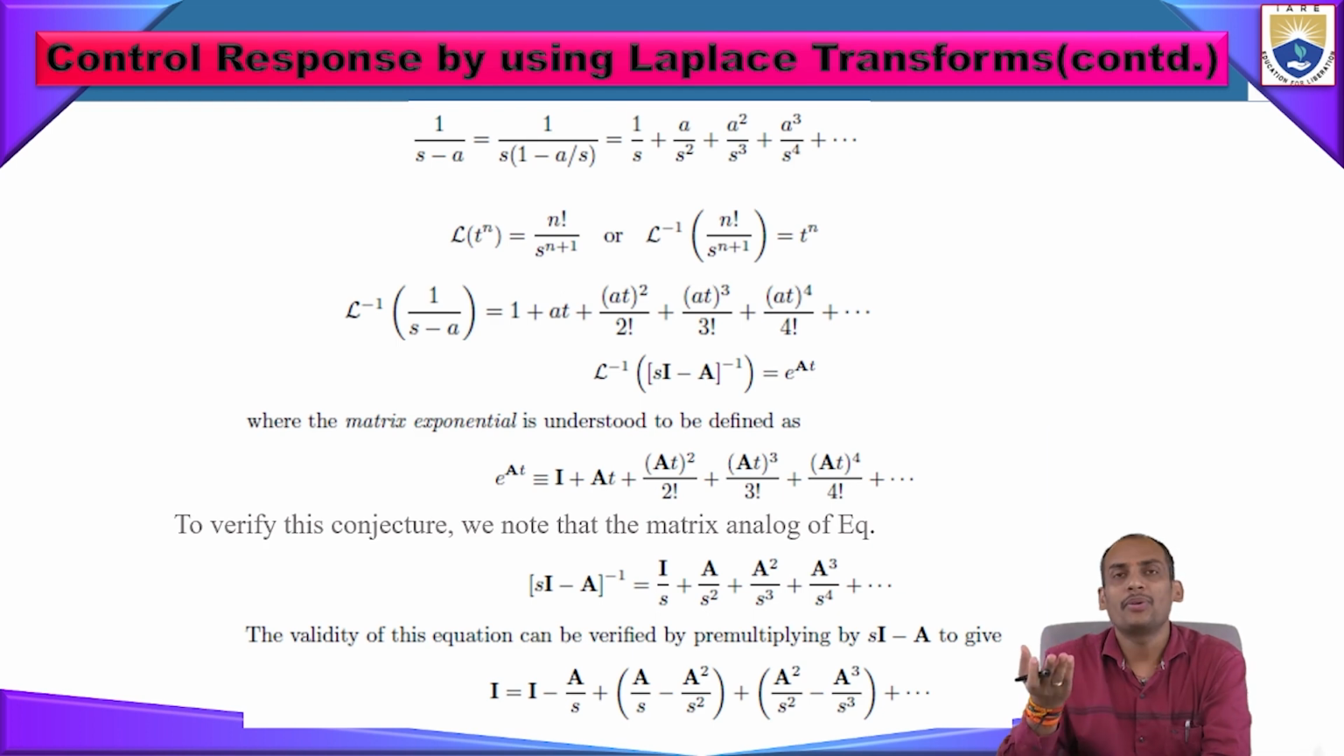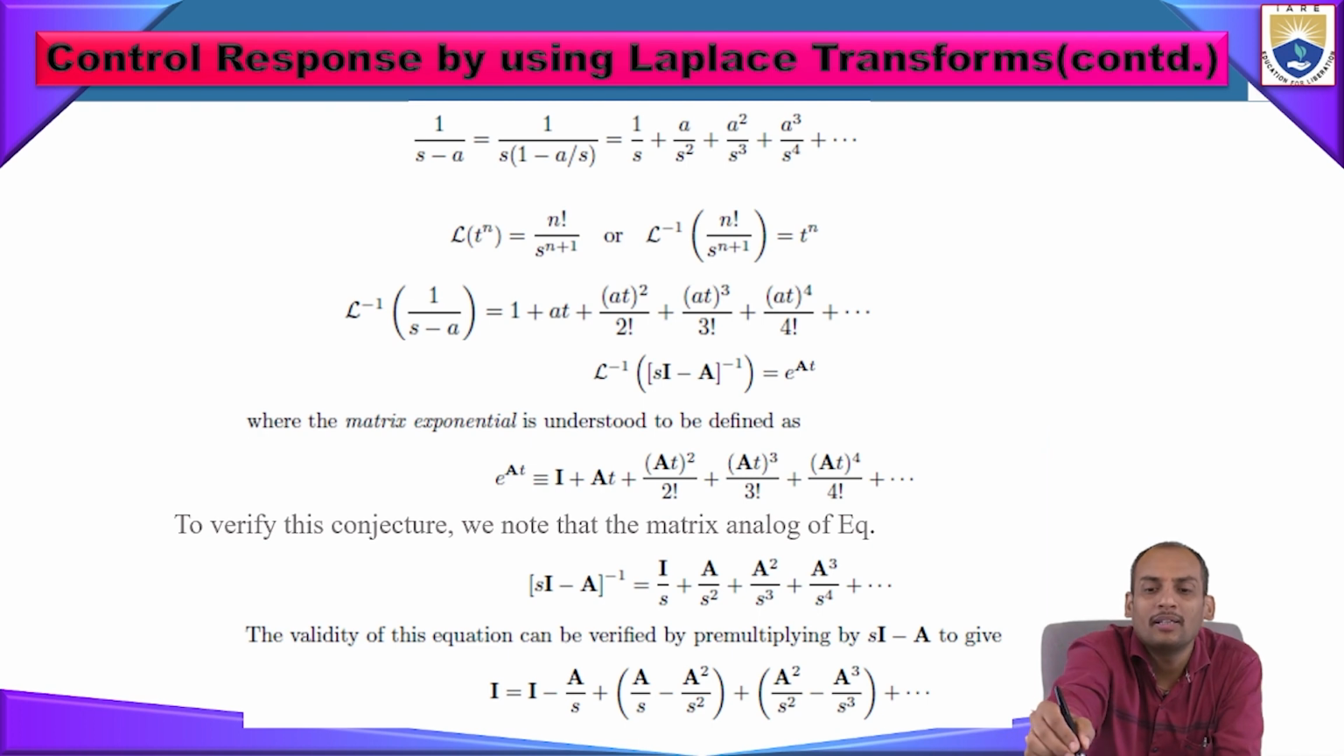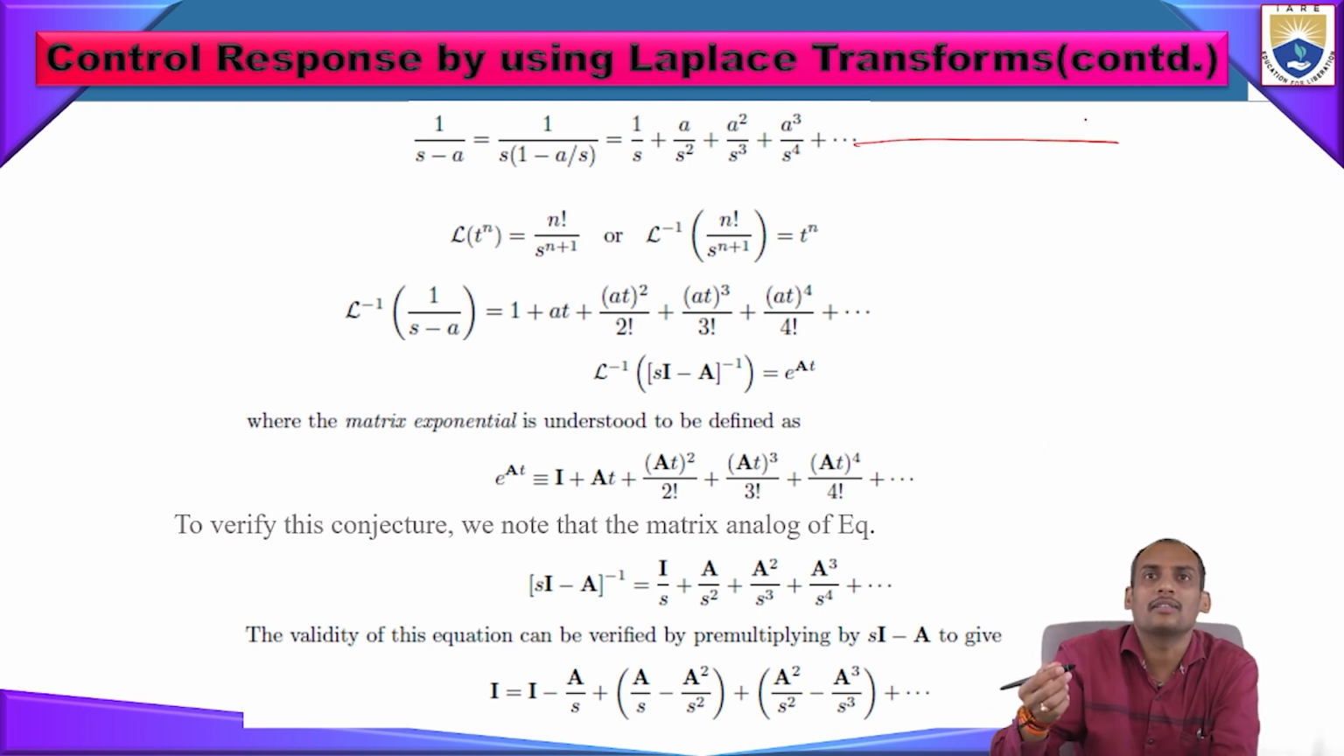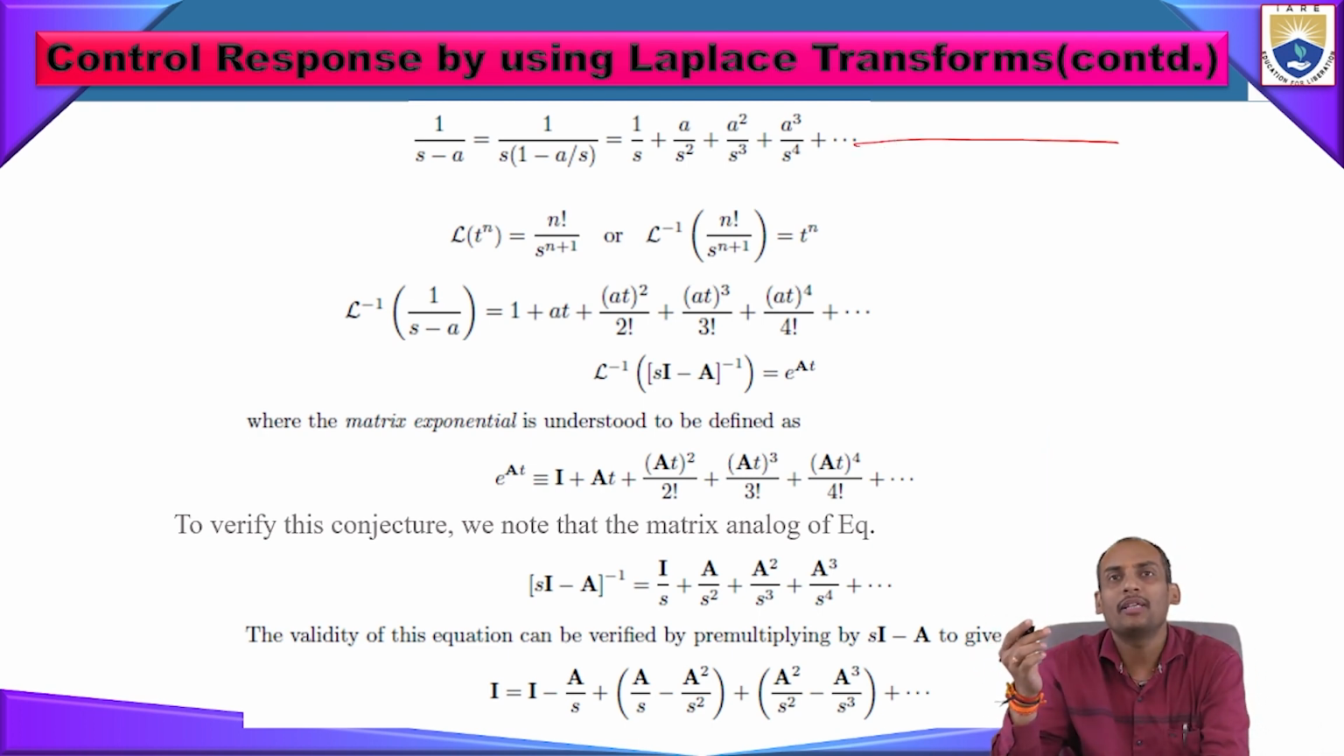So if you write the 1 by s minus a expansion in terms of series, that will be 1 by s into 1 minus a by s. So that will be equal to 1 by s plus a by s square plus a square by s cube plus a cube by s power 4. Like that it will go on, for the 1 by s minus a term.